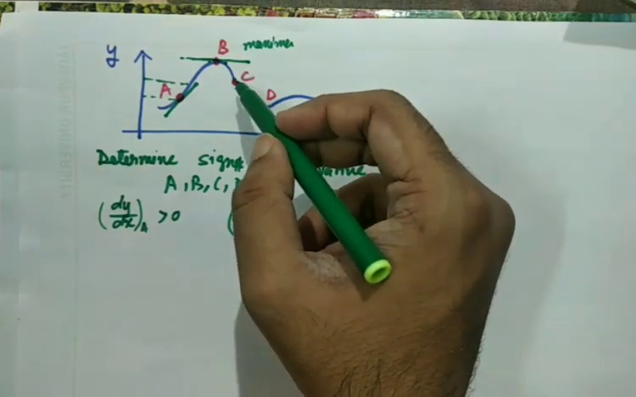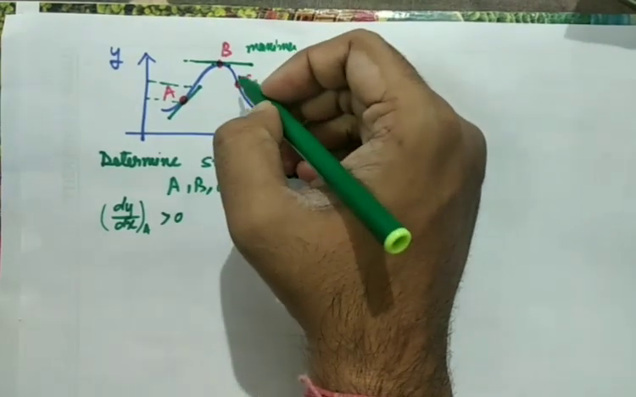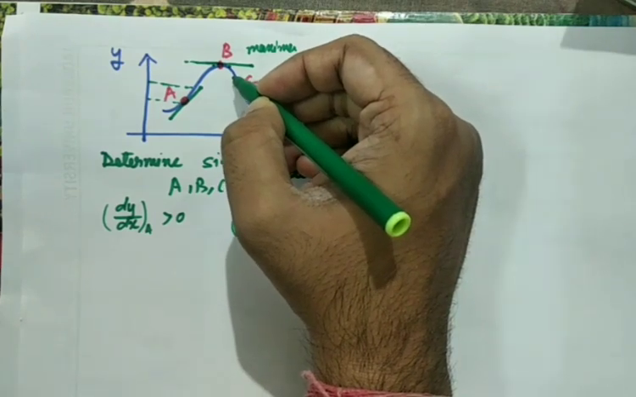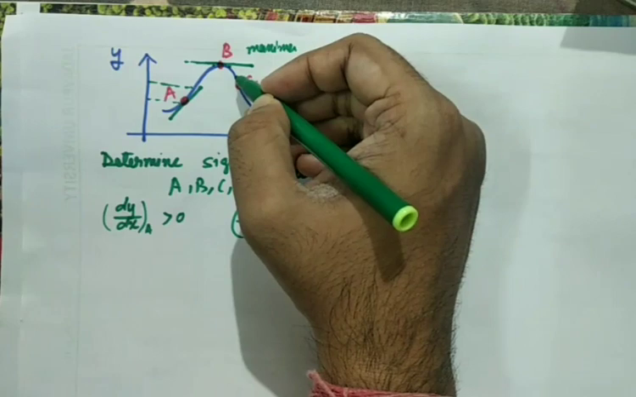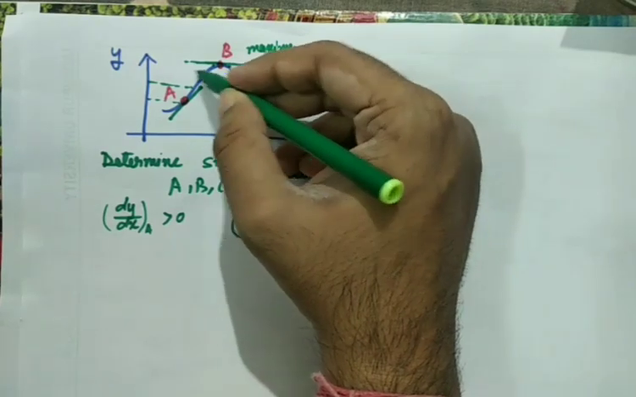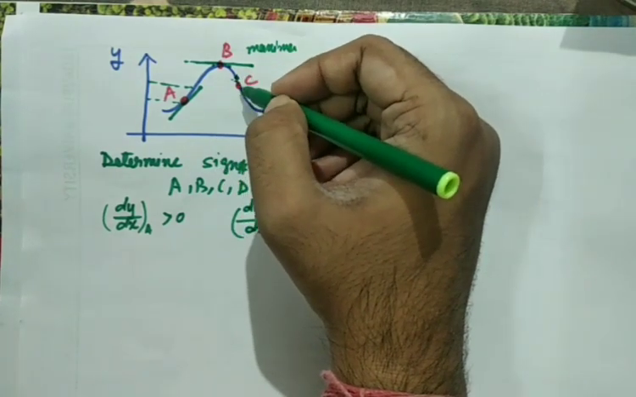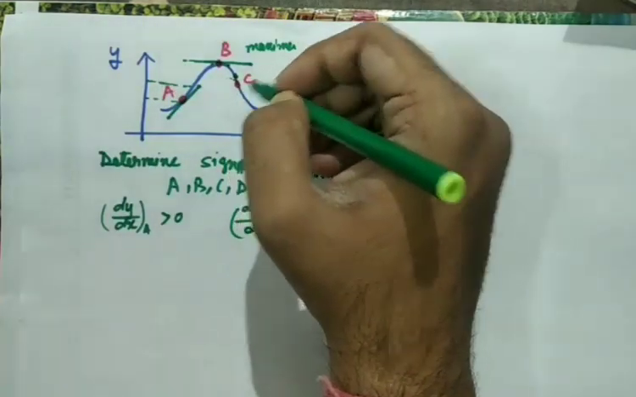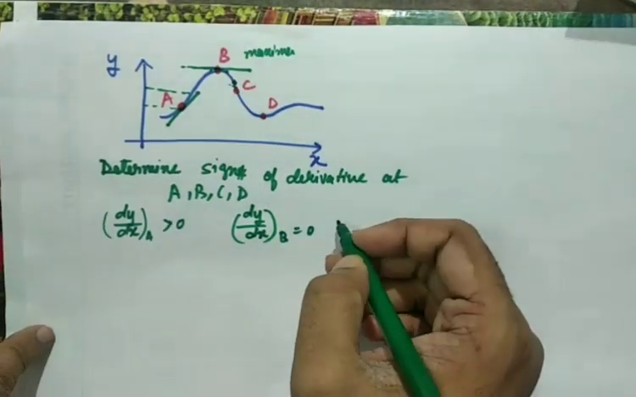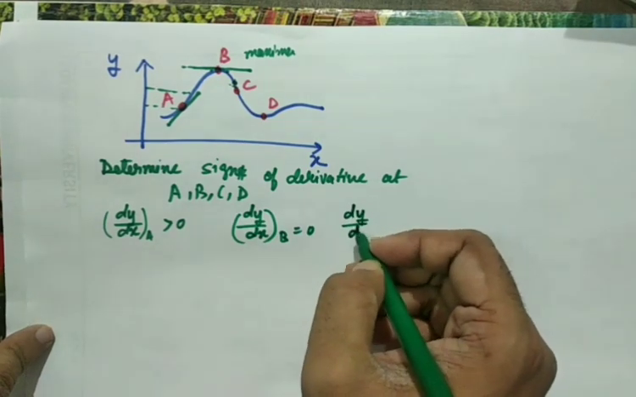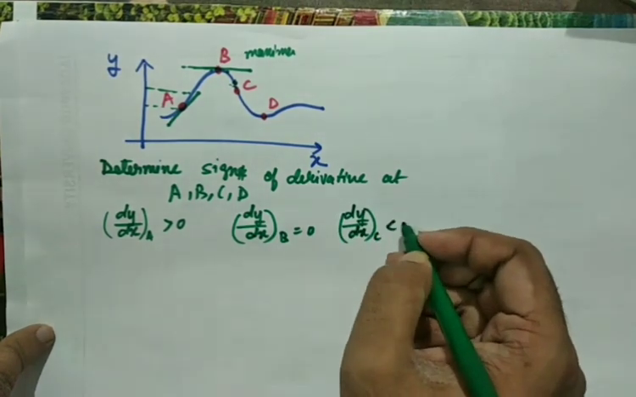Let's see here at point C. Just before point C, y has a certain value, but just after point C that value decreases. So as x increases, y decreases. So we can conclude that dy by dx at point C is negative.